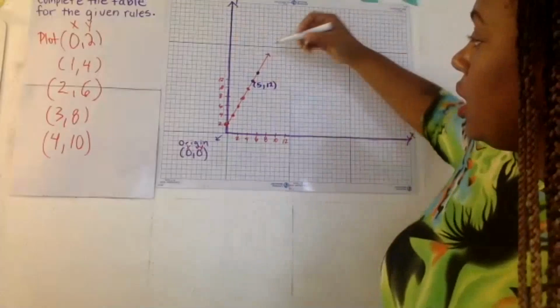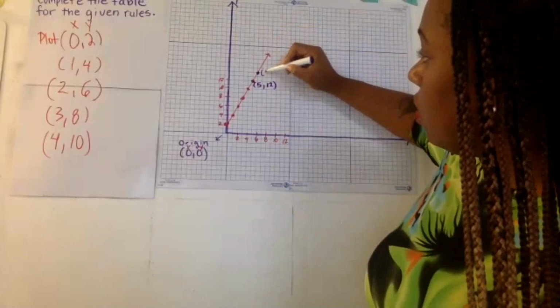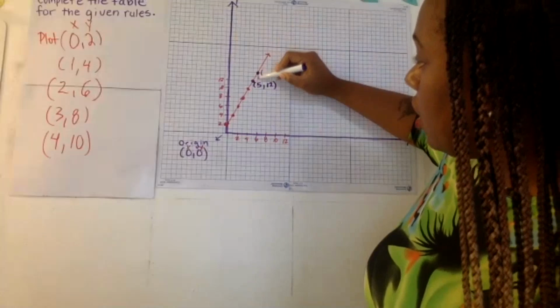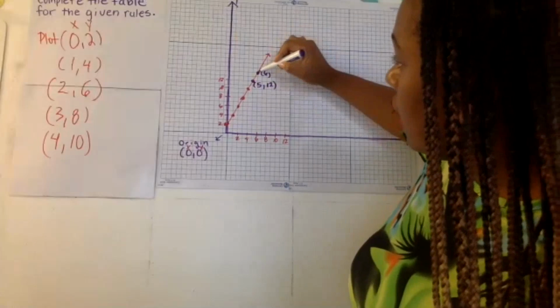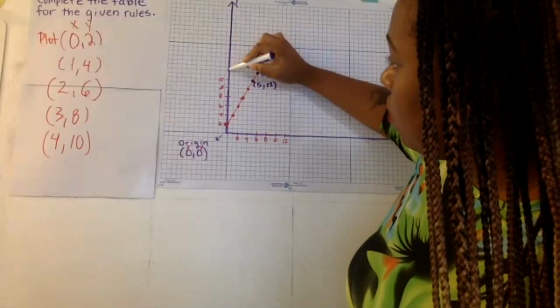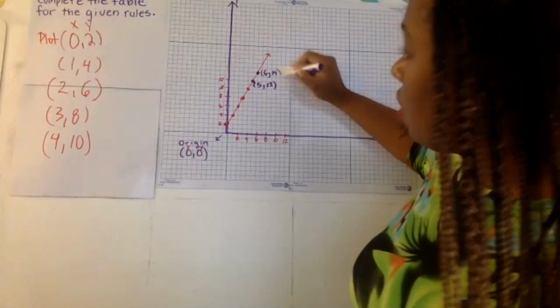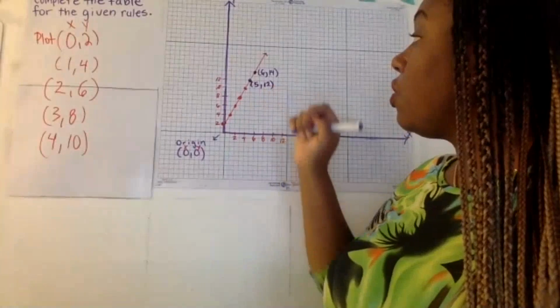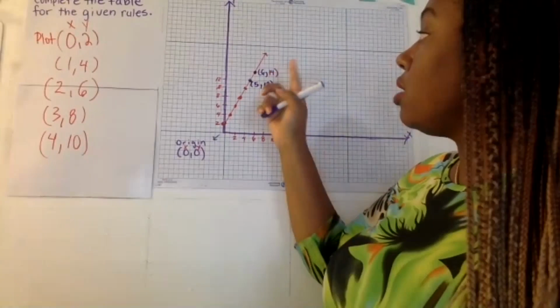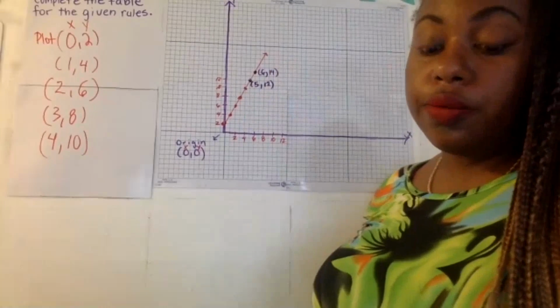And so what is the x value of this point here? 6. And the y value would be 14. Coordinate pairs would be 5, 12, and then 6, 14.